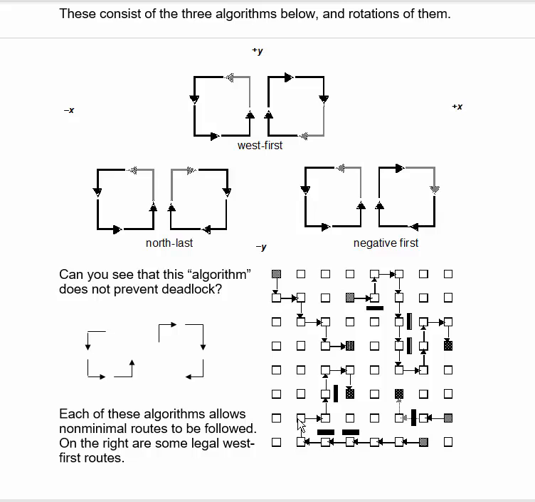Now on the right, the diagram here gives several non-minimal routes which are legal west first. Okay, because if we're going to move west, we've got to do that first, but this path does not move west. This path does move west first, and after it stops moving west, it does not move west again. This path, let's see, it doesn't move west, so that qualifies as well. This path moves west and then turns north, and that's it. So all of those are legal west first paths.